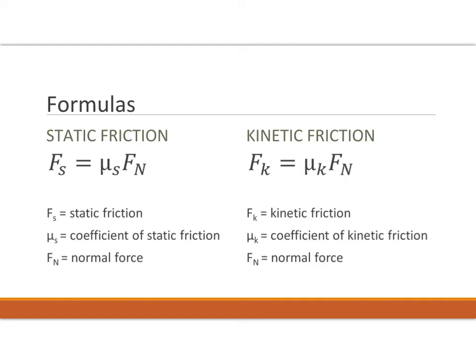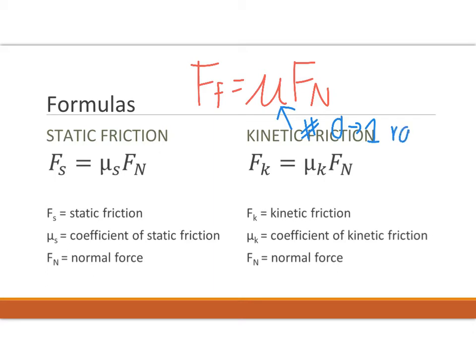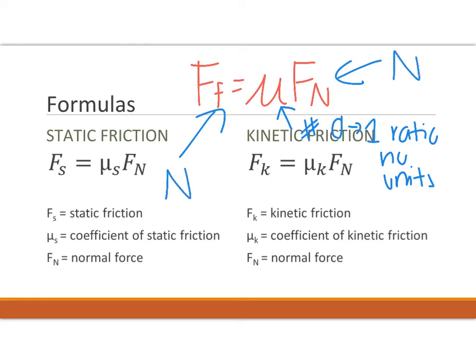Okay, so the general formula for friction is force of friction equals mu times force normal. So mu is a number between 0 and 1. Okay, we'll talk about it in class, but mu is really just a ratio. So it has no units, and like I said, it's always between 0 and 1. Force normal, we'll get to in a minute. Force of friction is always in newtons as well.